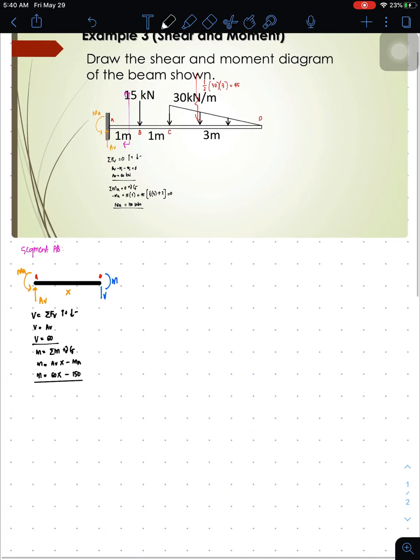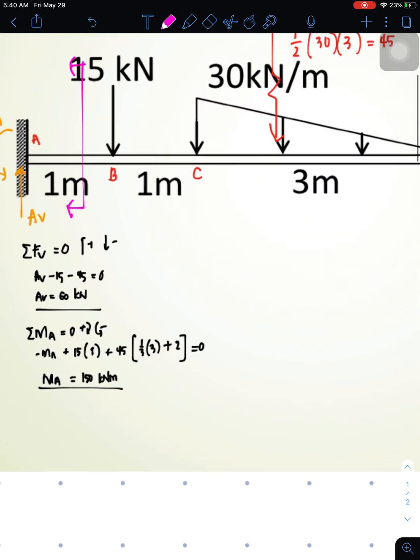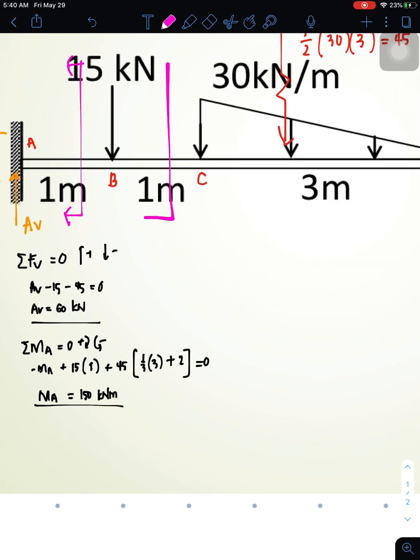Next, we're going to cut the beam for the BC segment. So this is our cutting.